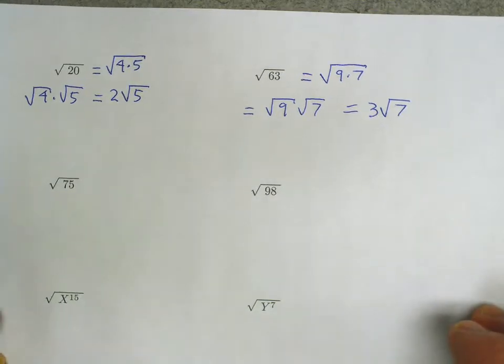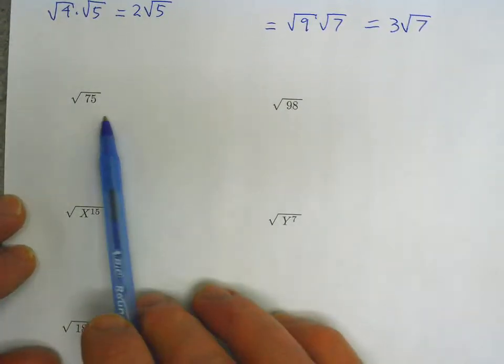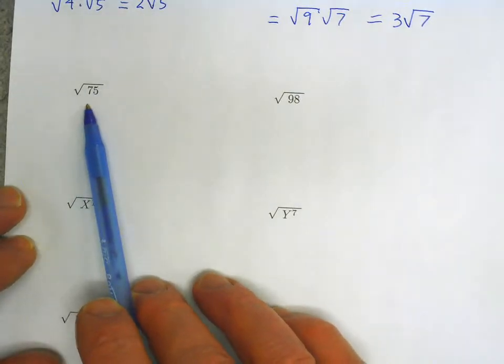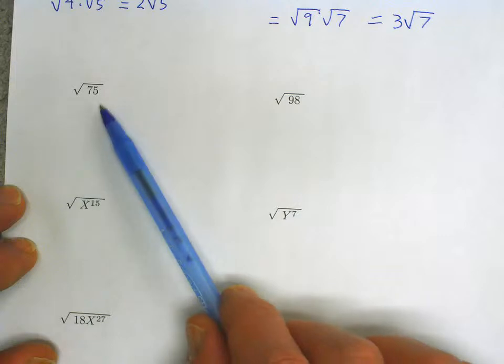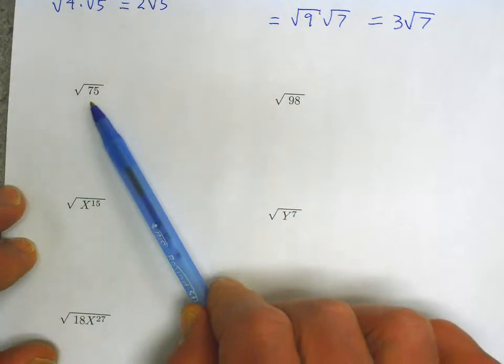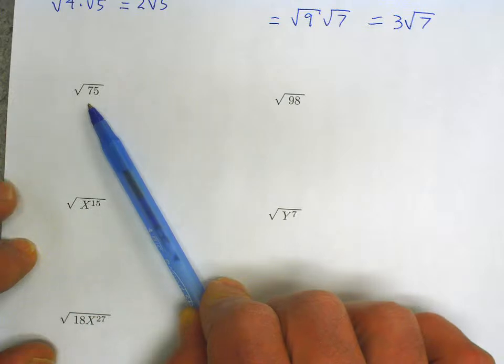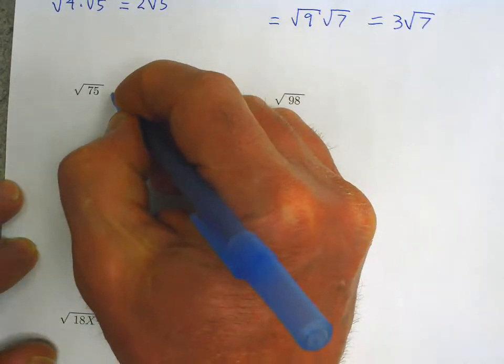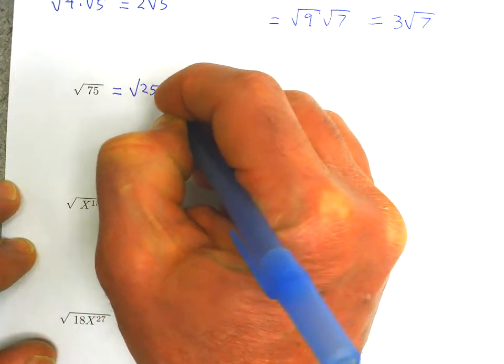Here we'll do a few more examples involving radicands that are whole numbers. The square root of 75. 75 is not a perfect square. The largest factor of 75 that is a perfect square is 25. 25 times 3 is 75. So we'll rewrite the square root of 75 as the square root of 25 times 3.